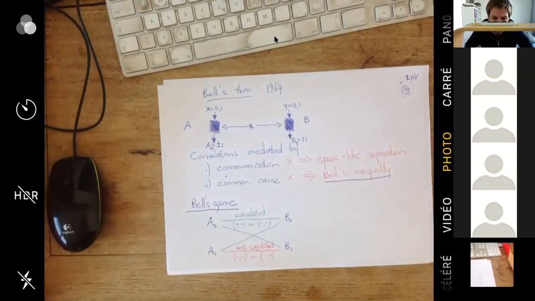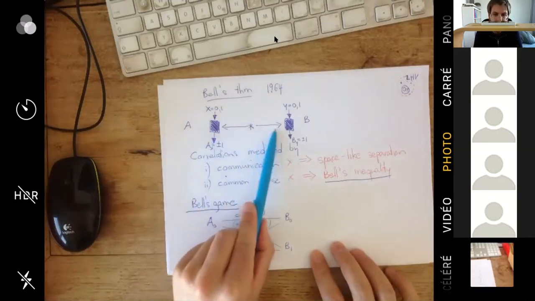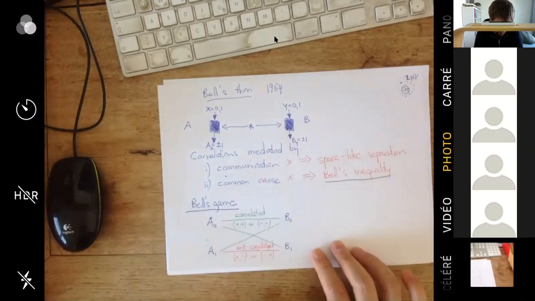Okay, so this is the definition of the game I want to look at. It seems like a simple game, perhaps a silly game. That's possible. Nevertheless, you will see that this game is clever enough to capture something about the limits of correlations in this type of experiments.